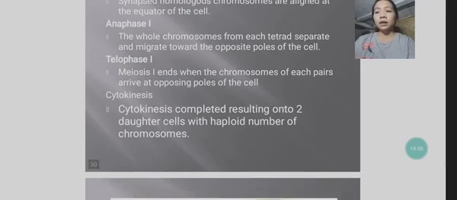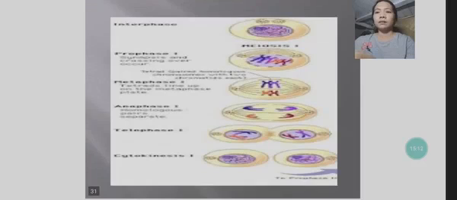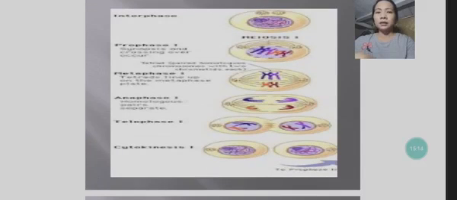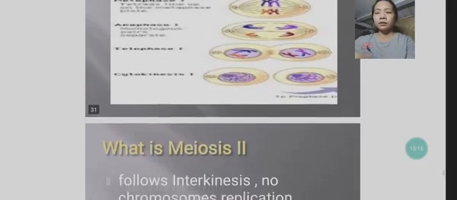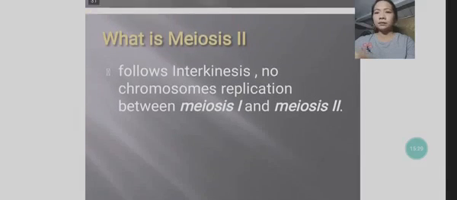We have here the cytokinesis that marks that the process is already completed. Okay, cytokinesis completed, resulting in two daughter cells with haploid number of chromosomes. Okay, you can study the diagram so that you can participate in our next class.